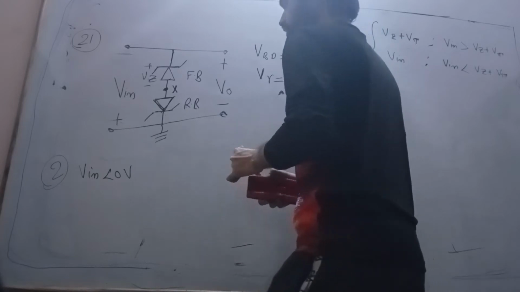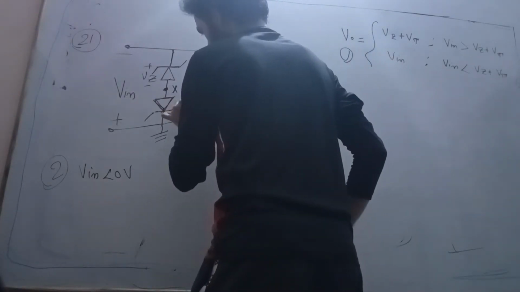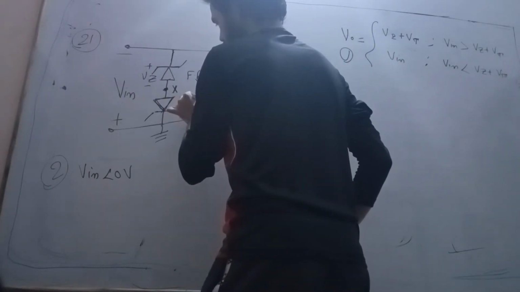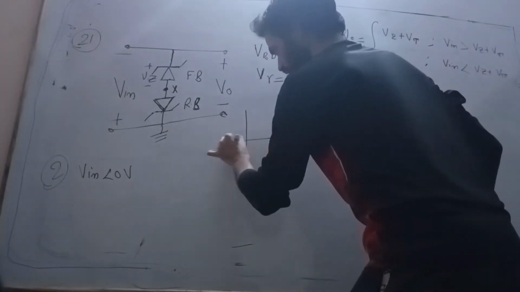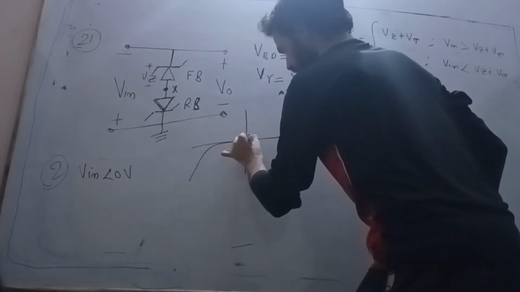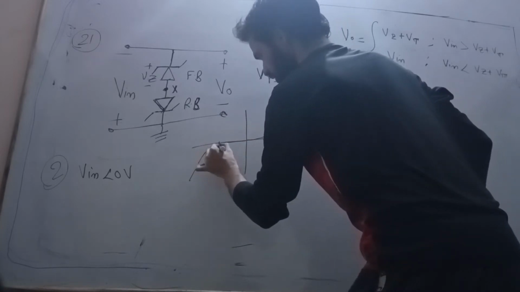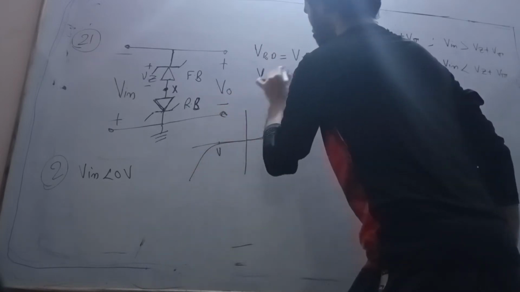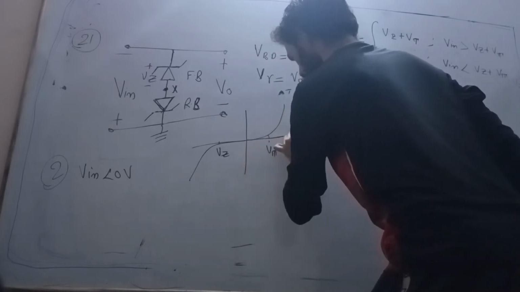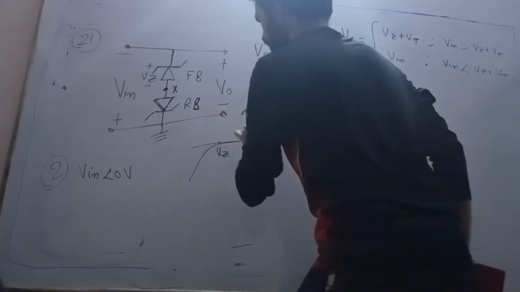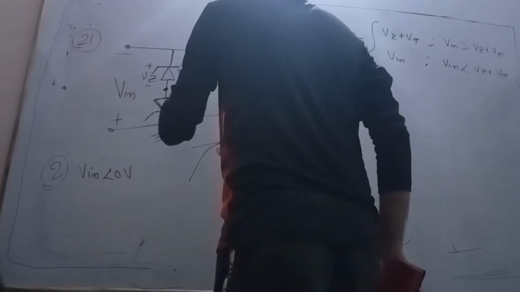Okay, so now once we are confirmed that it is in reverse bias, when it will go in breakdown region, now we will check. Okay, we will check it. See here, this is my Vz, and this is my Vt. This is my current that is passing through these two diodes.